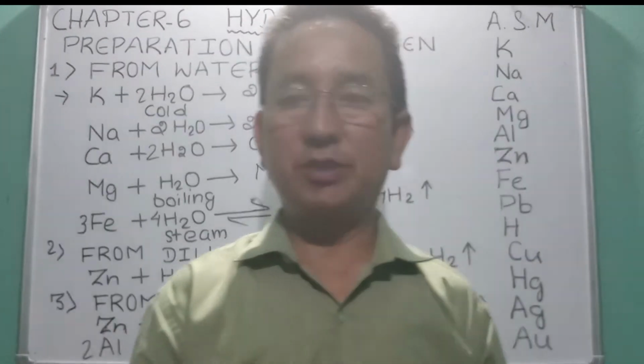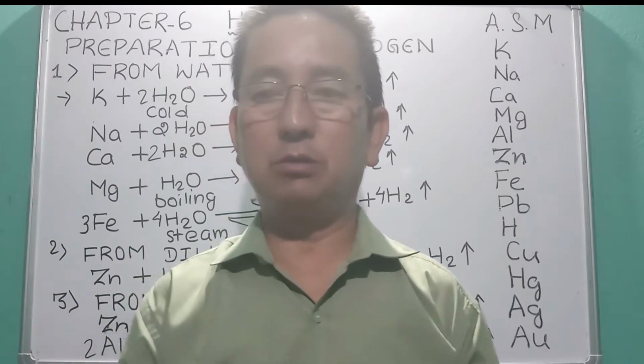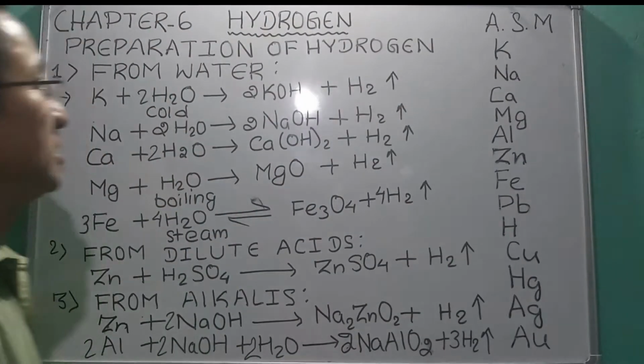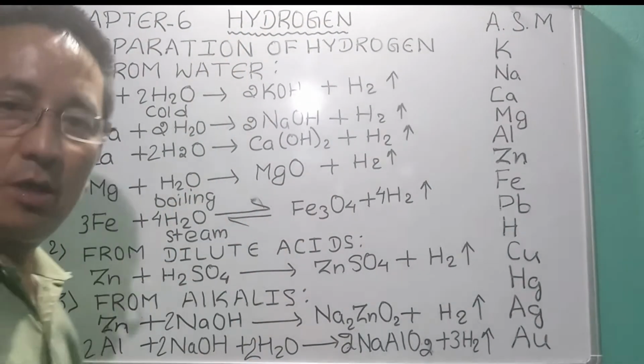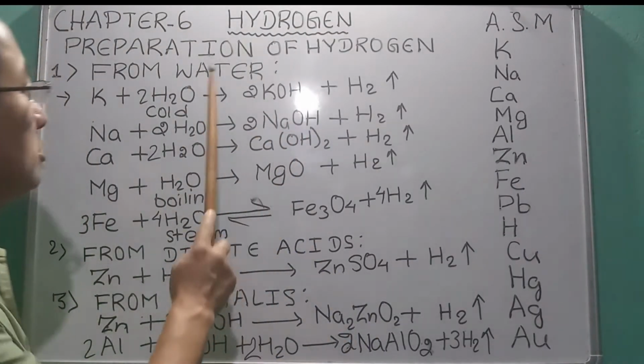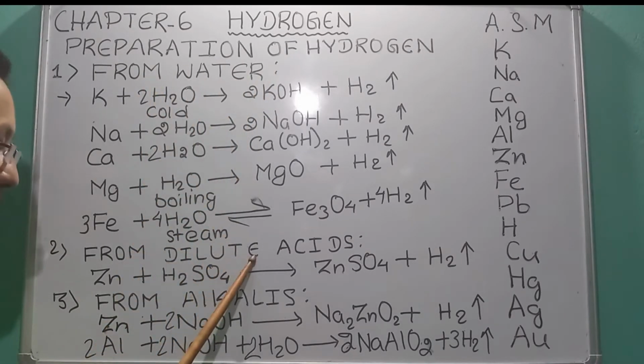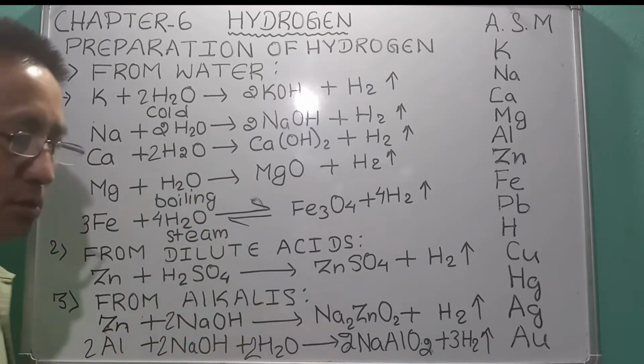Hello, my dear students. Once again, welcome back for the continuation of chapter 6, that is hydrogen in chemistry. Today, I would like to explain to you the preparation of hydrogen gas from water, dilute acid, and alkalis.